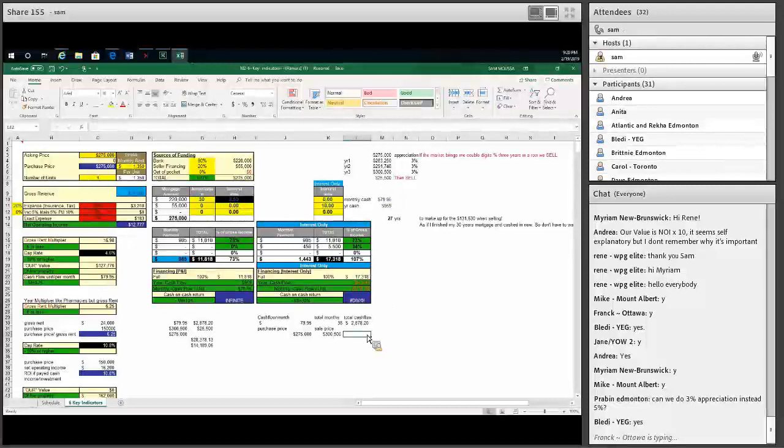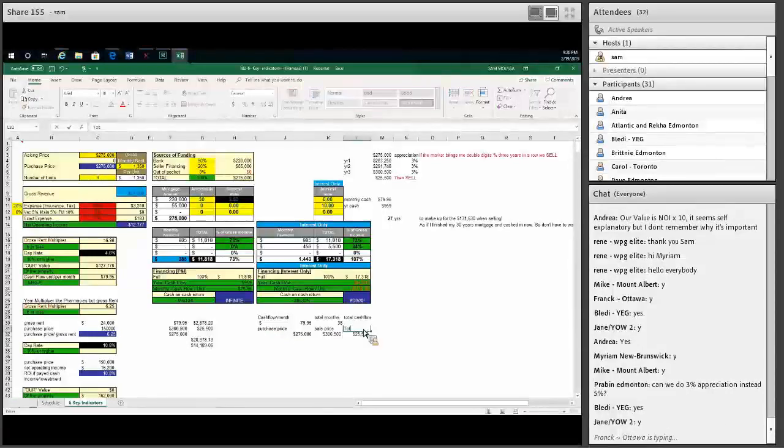Okay, so if I do that, I go equals this, right? The sale price, which is $300,000 at 3%, right? If we're doing 3%, that's going to leave 25,500. Does everybody see that? So we have total cash flow, and then we have total profit from sale. So what does that leave you?